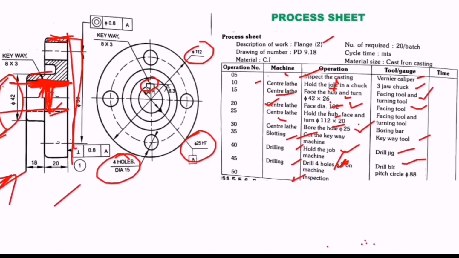So finally, inspect the flange with the help of the pitch circle of 88, because here we can see from here to here the diameter is 88. So this is the process sheet explanation about the flange in the flange coupling.